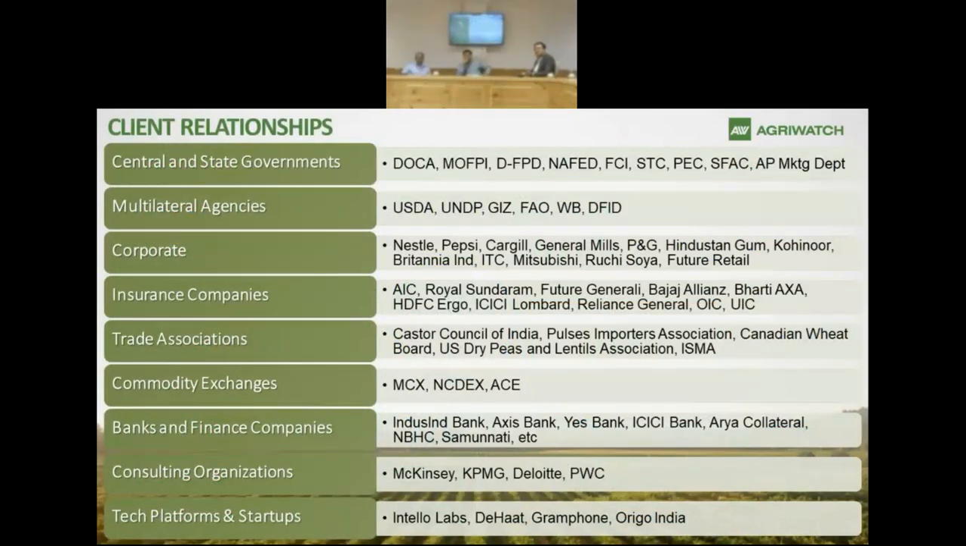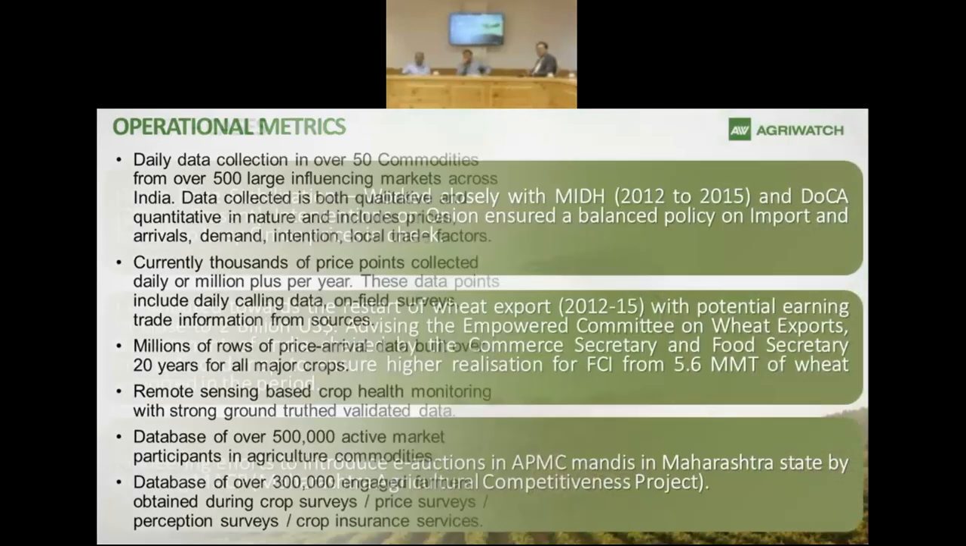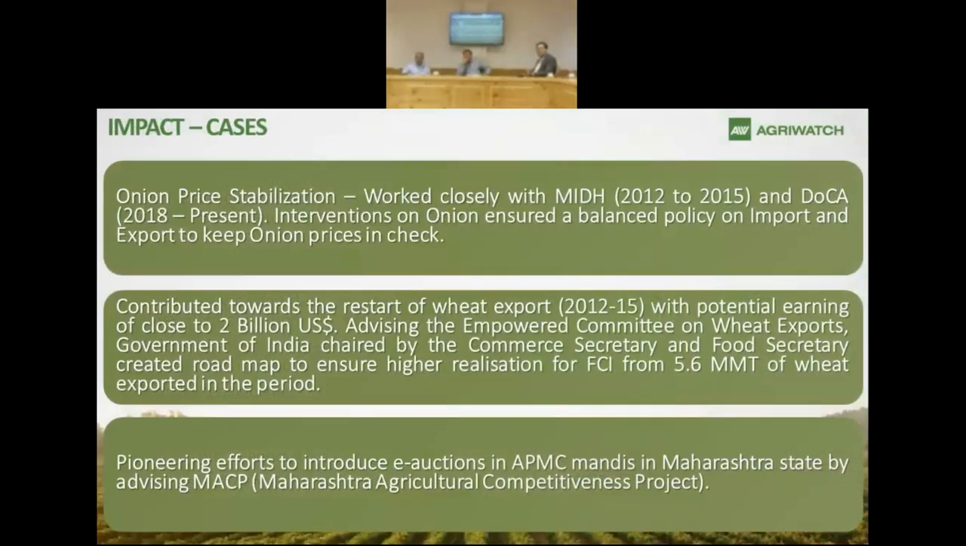This is a little bit more detail. We work with central and state governments, multilateral agencies, corporates, insurance companies, tech platforms, and startups. This is something which would be interesting. We were part of ensuring that the onion price was stabilized. Between 2012 and 2015, we were advising on wheat export, and Saroja ma'am was part of that. We ensured the government made far more money from exporting wheat than they were scheduled to make, by providing them the strategy and working very closely with the empowered committee on wheat export.